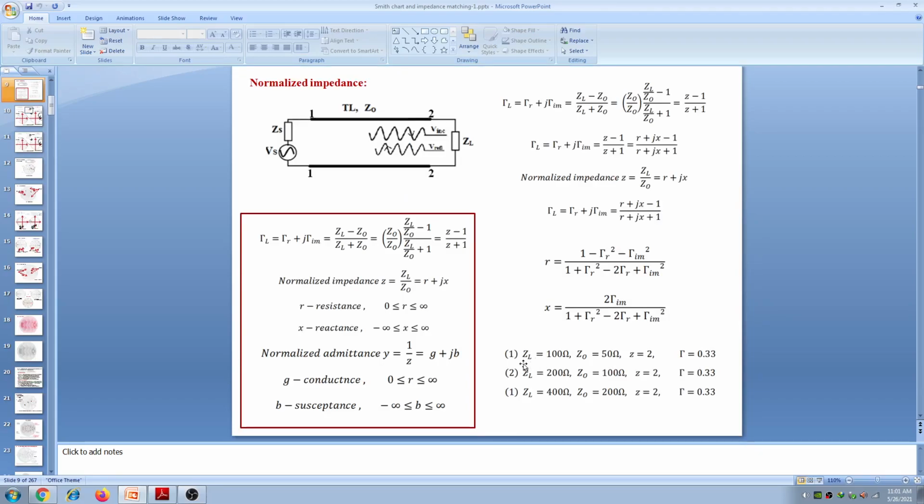Normalized impedance is a very important parameter in the case of transmission lines. In a transmission line, as we saw in the earlier class, whatever the combination of ZL and Z0, the reflection coefficient depends upon ZL and Z0. For different combinations of Z0 and ZL, if the normalized impedance is the same, then the reflection coefficient is the same. That we were discussing in the earlier class.